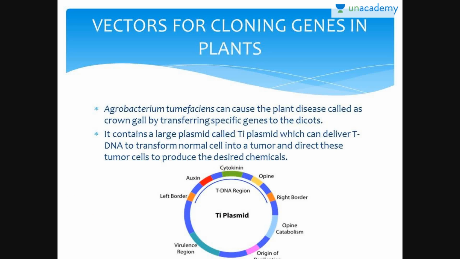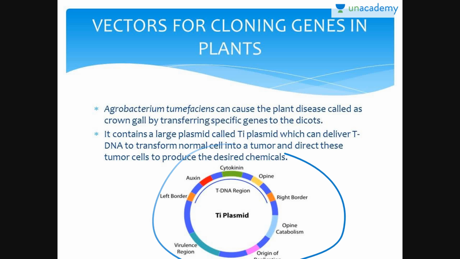Now, vectors for cloning genes in plants and animals. So let's have a look at vectors for cloning genes in plants first. Agrobacterium tumefaciens can cause the plant disease called crown gall by transferring specific genes to dicots. It contains a large plasmid called Ti plasmid, which can deliver T-DNA to transform normal cells into tumor cells and direct these tumor cells to produce the desired chemicals.